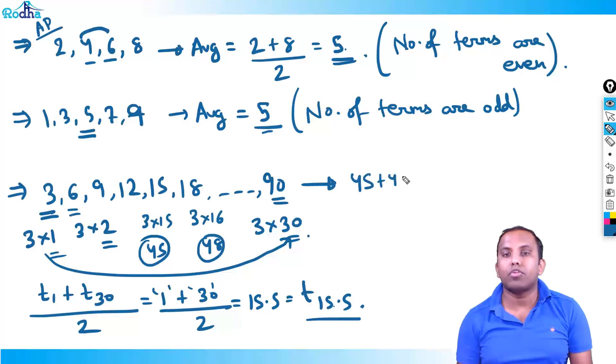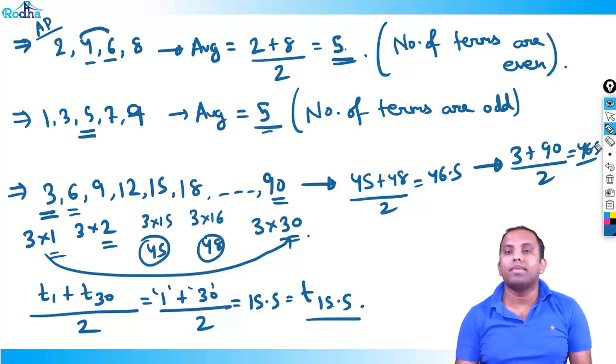That is 46.5. And that's what we got by first term plus last term by 2: 3 plus 90 by 2, that is 46.5. So both are the same thing. That's why it is better not to remember by even or odd. Simply, in any AP series, the average is first term plus last term by 2.